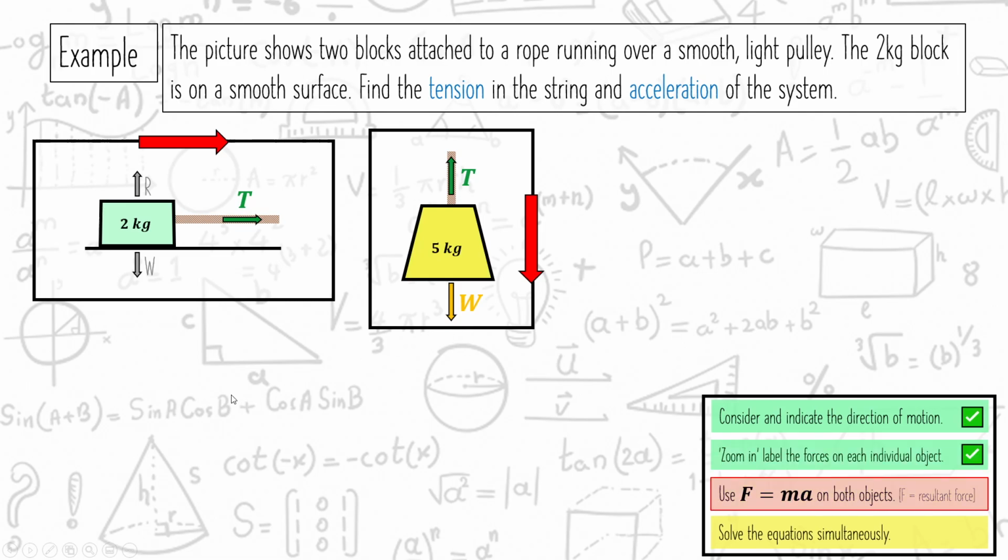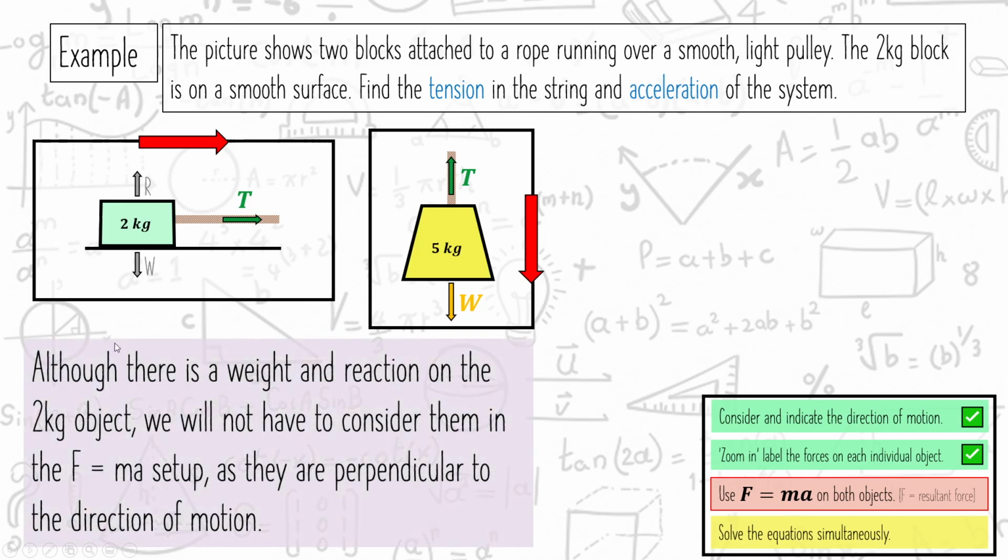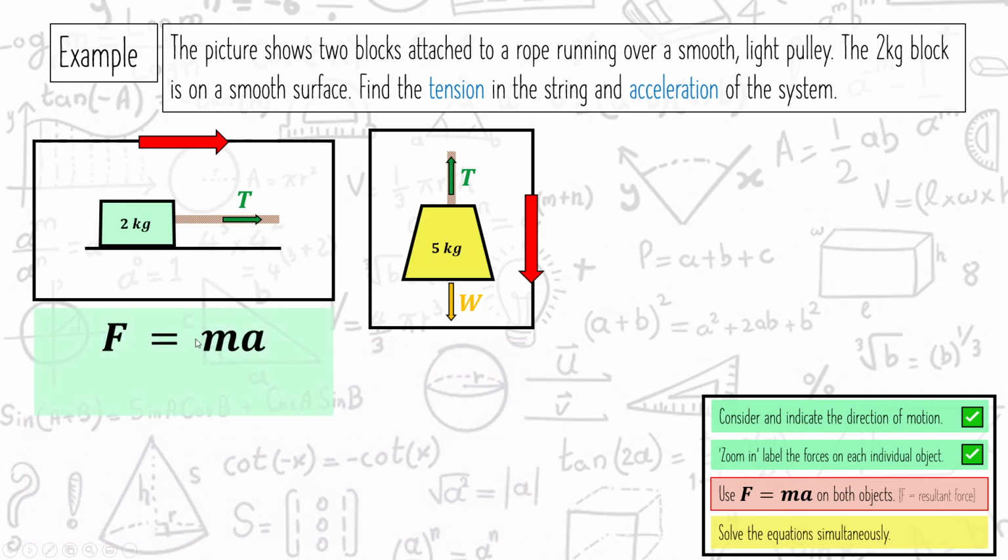Now we're going to use F equals ma on both objects. Now, even though the 2 kilogram object has a reaction and a weight acting on it, we do not have to consider them in the F equals ma setup because these are perpendicular to the direction of motion. They do not affect the motion at all. So when we think about F equals ma for this object, we are going to have tension over on the left hand side. We can replace the mass with 2, and we do not know the acceleration yet.